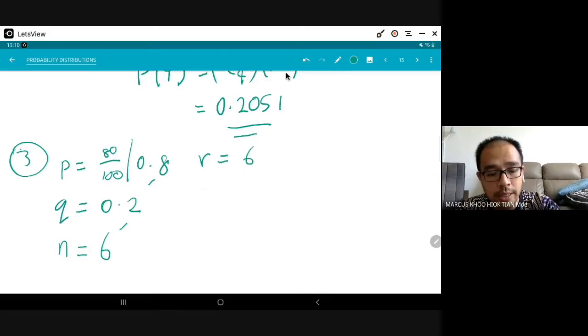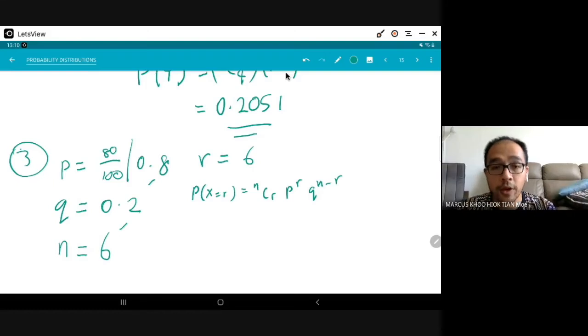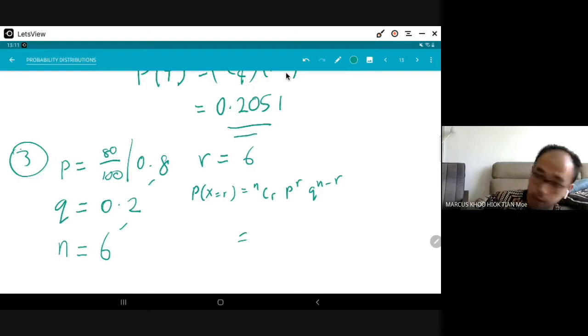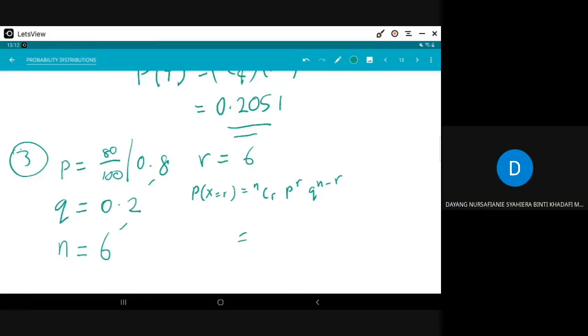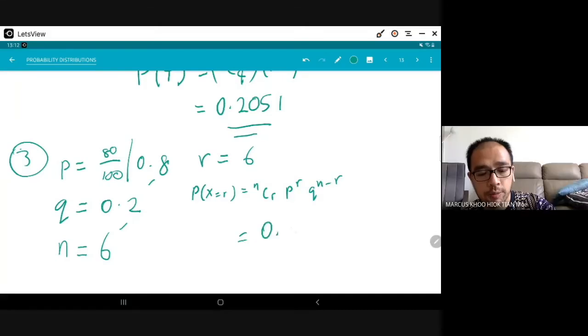Okay, can you put it inside the formula, please? This is the formula, X equals to R, NCR, P to the power R, Q to the power N minus R. Okay, substitute everything in, cuba kirakan the probability and tell me, please. Wow, there's 31 people today. 0.2621. Okay, very good, 0.2621.